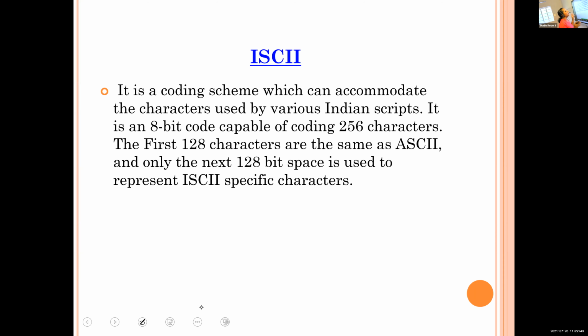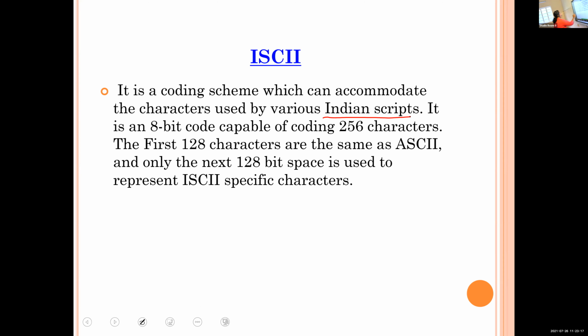ASCII includes 0 to 9, capital letters A to Z, small letters a to z, and some special characters. But in the case of ISCII, we are adding some more languages, including English alphabets. We are using languages like Malayalam, Tamil, etc. That is the use of ISCII. It is a coding scheme which can accommodate the characters used by various Indian scripts.